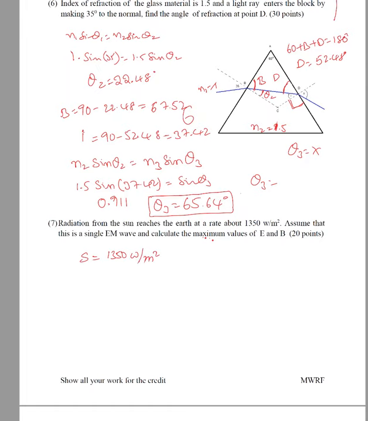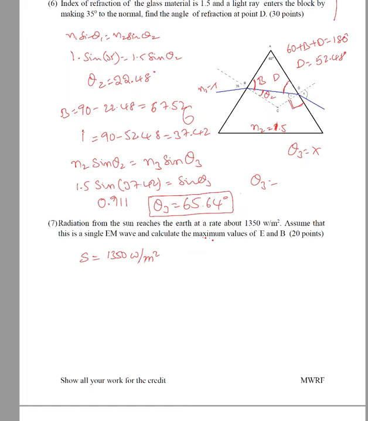So radiation from the sunlight, when it reaches the earth, it is around 1000 watt per meter square, but in the outer atmosphere it is 1350 watt per meter square. Maybe because of the lockdown, lots of pollution got reduced because many factories are not working. Probably we might receive 1200 watt per meter square. Okay, but whatever number I gave you, I'm going to use that S value.